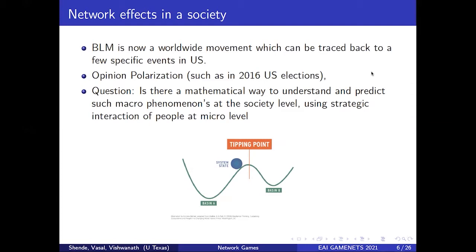During the 2016 United States elections, we saw opinion polarization, where the political opinions of people were affected by certain events. So is there a mathematical way to understand and predict such macro phenomena at the society level using strategic interaction of people at the micro level?